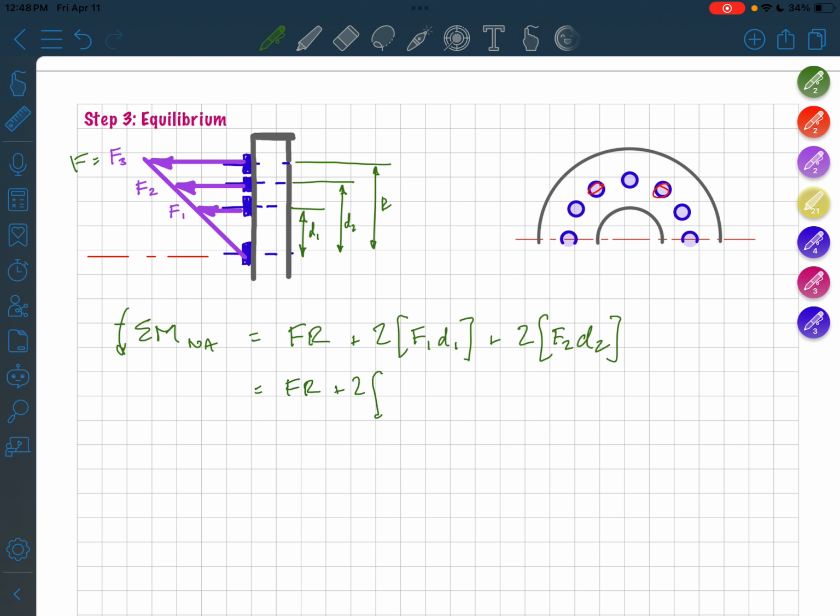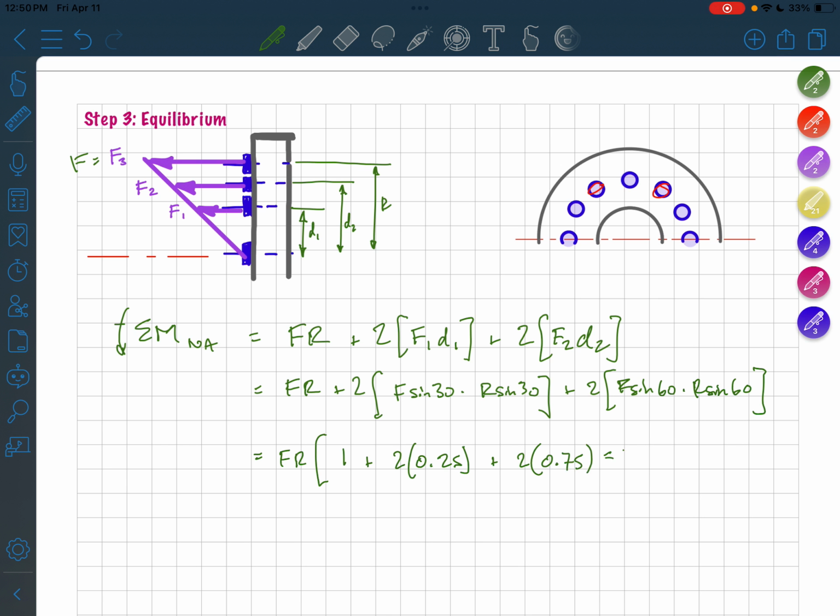All right, let's put some values to this expression. We're going to plug in what we've already solved for. F1 is equal to F sine of 30. D1 is equal to R sine of 30. And same concept for F2. Sine of 60 times R sine of 60. Great. Now let's simplify. Pull FR out. And I've got 1 plus 2 times 0.25 plus 2 times 0.75 equals M. Forgive me, I didn't write our M there.